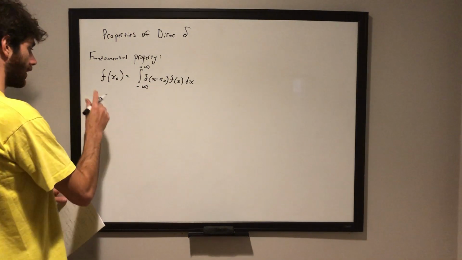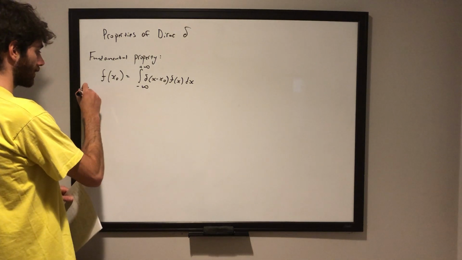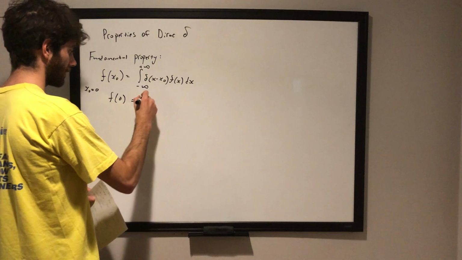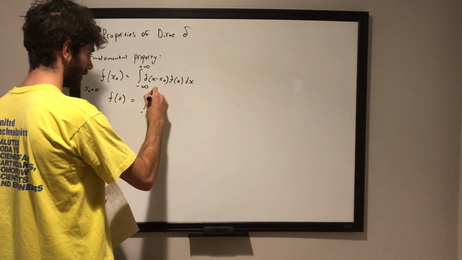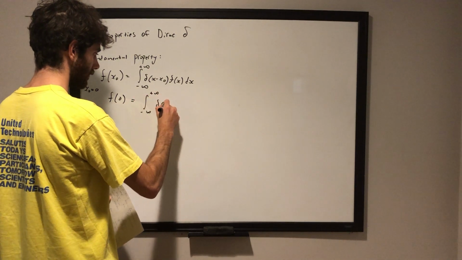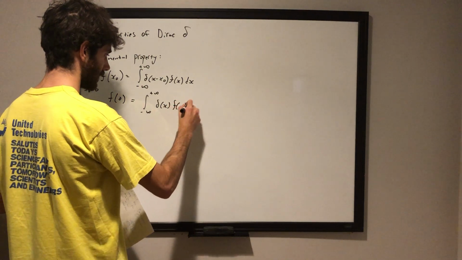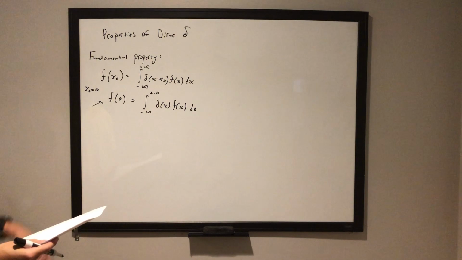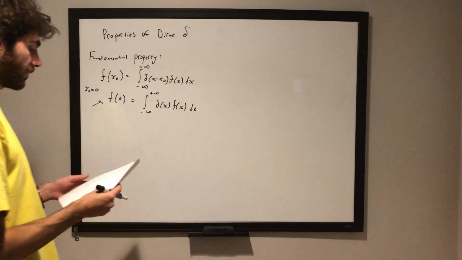The simple specified version of this case, when x naught is 0, is just this result here. And it's this specialized case that we'll focus on right now, because it's sufficient to explain a couple of the properties of the Dirac delta.